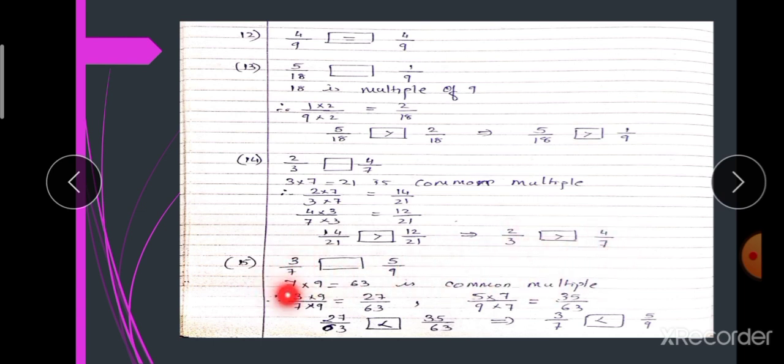Next, sum number 15, 3 upon 7 and 5 upon 9. Again, these are unlike fractions. 7 and 9, we get 63 as a common multiple. So 3 into 9, 7 into 9, that is 27 upon 63. And 5 into 7 and 9 into 7, therefore we get the second fraction as 35 upon 63. If we compare the numerators, 27 is smaller than 35, and therefore 27 upon 63 is smaller than 35 upon 63, or I can say 3 upon 7 is smaller than 5 upon 9.